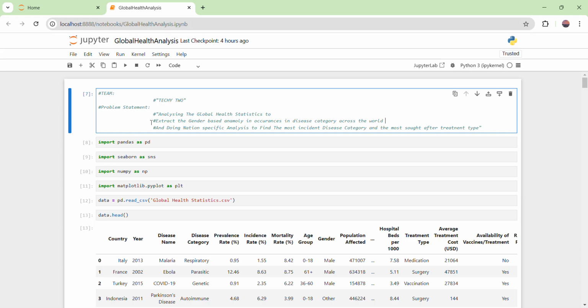For the purpose of the data visualization challenge, our problem statement is analyzing the global health statistics to extract the gender-based anomaly in occurrences of disease categories across the world, and doing nation-specific analysis to find the most incident disease category and the most sought after treatment type.